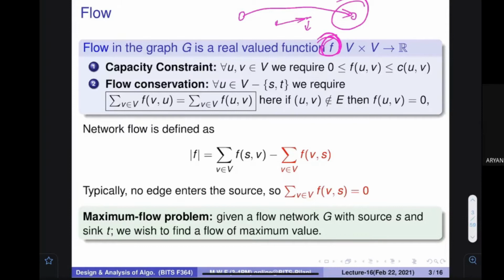A few minutes back we talked about how this flow is going to be positive, and it is bounded by some capacity. A very important concept is flow conservation, which tells that no node can store anything. Even if it can store for some time, after some time it cannot store anything. However, the source can produce an infinite amount of things, and the sink can accumulate an infinite amount of things. But any other node cannot store anything inside it.